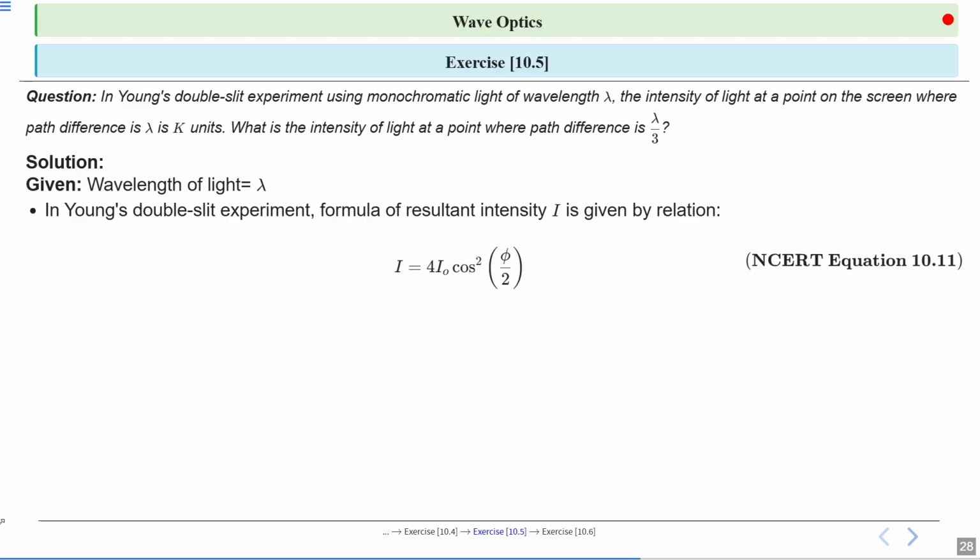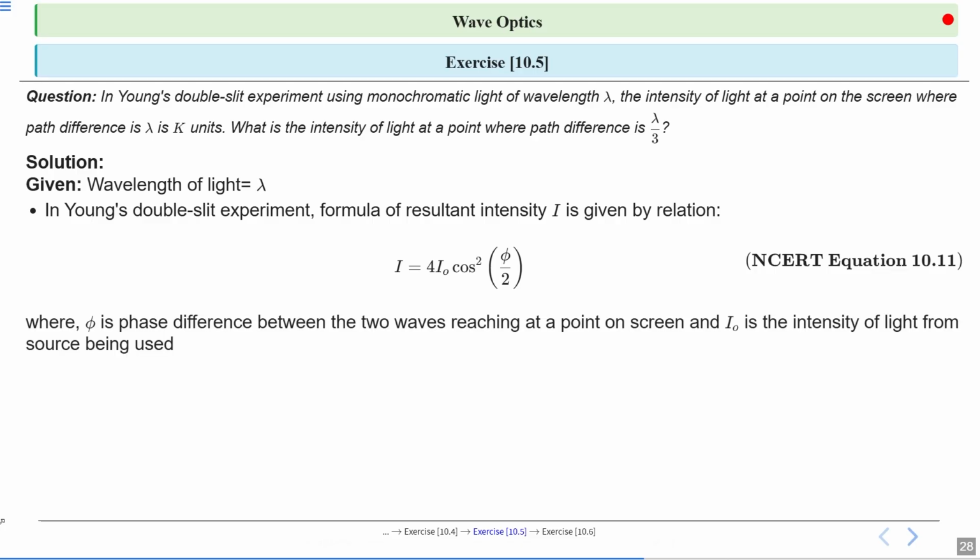So the formula for the resultant intensity is I equal to 4 I naught cos square phi by 2. Here I is the intensity at a point on the screen, that is the resultant intensity, I naught is the intensity of light from the source, and phi is the phase difference between the two waves reaching a point on the screen.